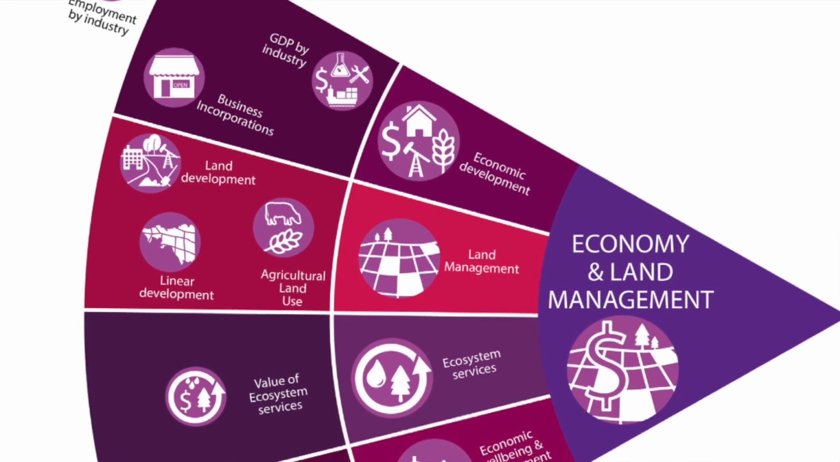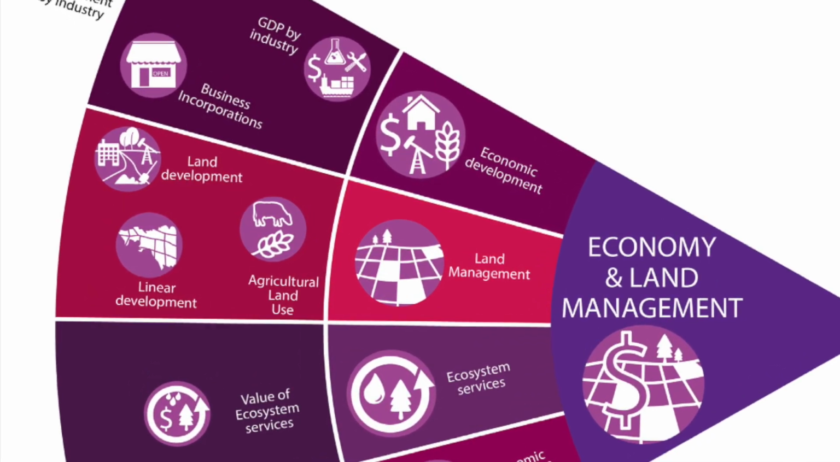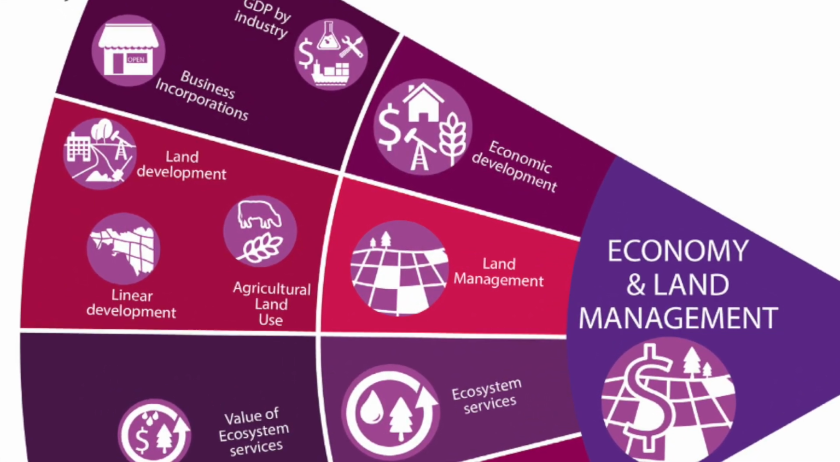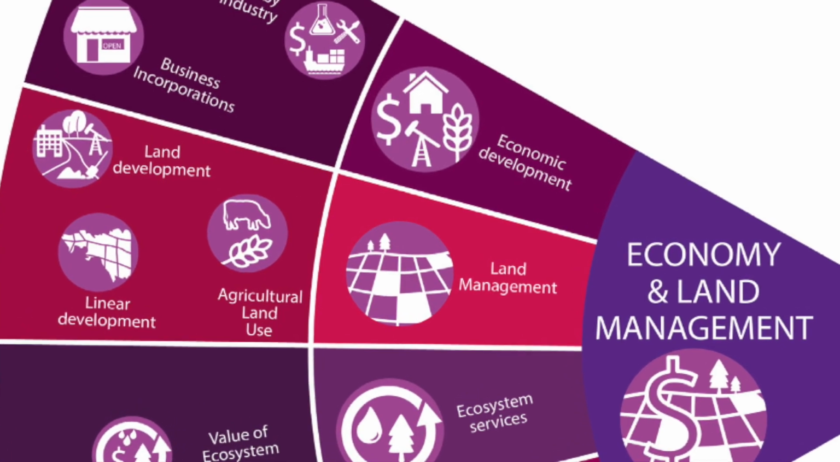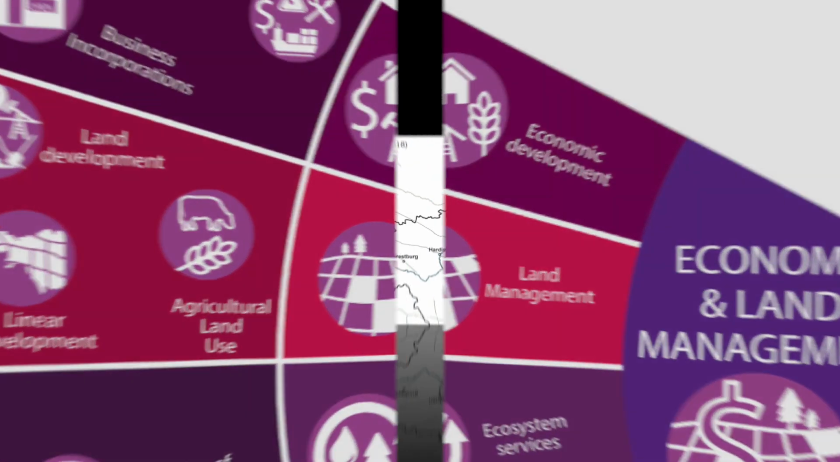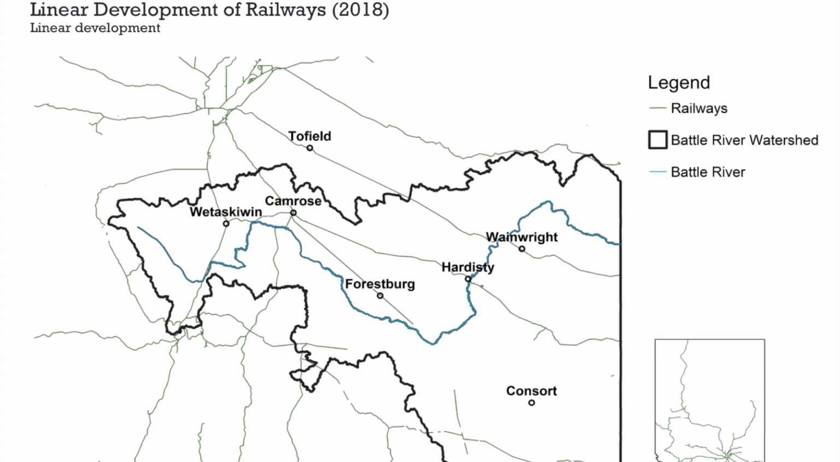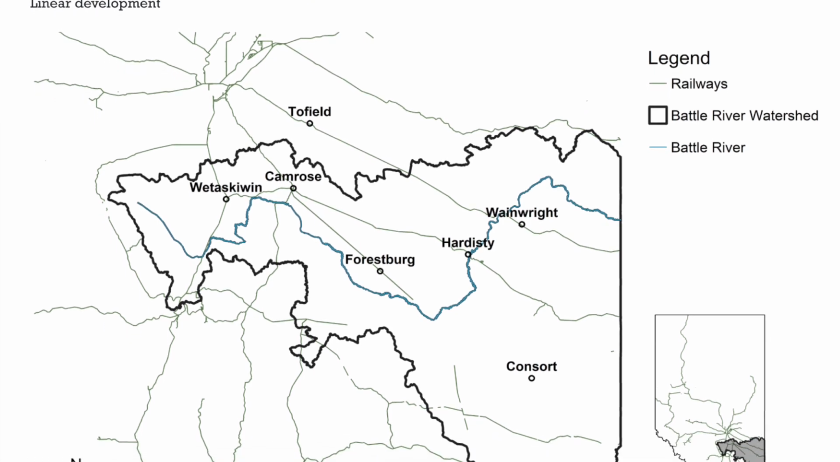A linear development is a piece of infrastructure built with the goal of connecting 2 points. Linear development describes many different structures, including roads, railways, pipelines, sewage lines, electrical lines, and telephone lines. The first map shows the linear development of railways using data from 2018.